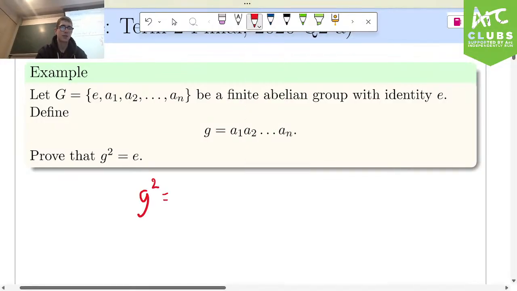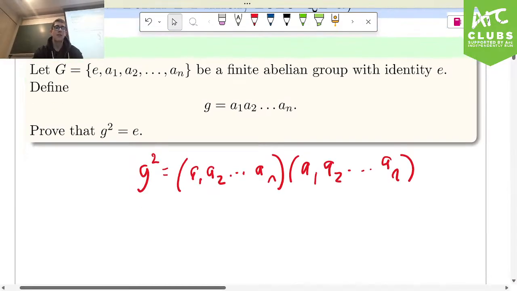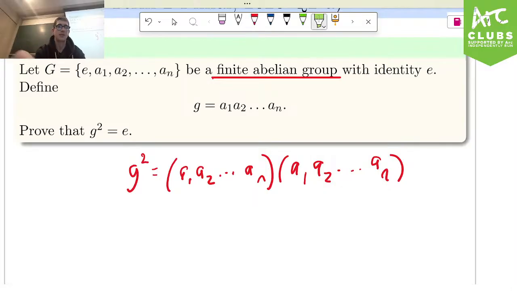So let's go and just write that up. Starting off by definition, we can write this out like this, dots. So this is what G squared actually is, because we're just copying G again here. Then we kind of want to look at what the question gives us. So it tells us that this group is abelian, and finite, I guess, but the main point is that it is abelian, and that's what we want to use.